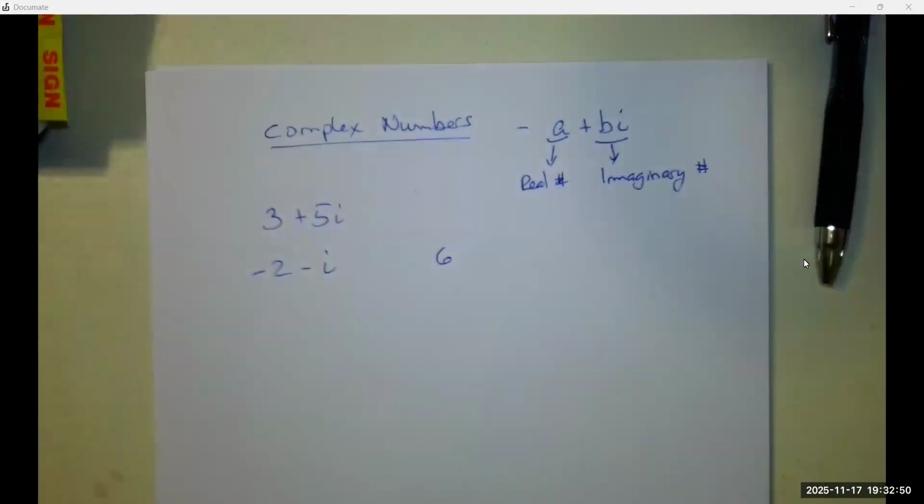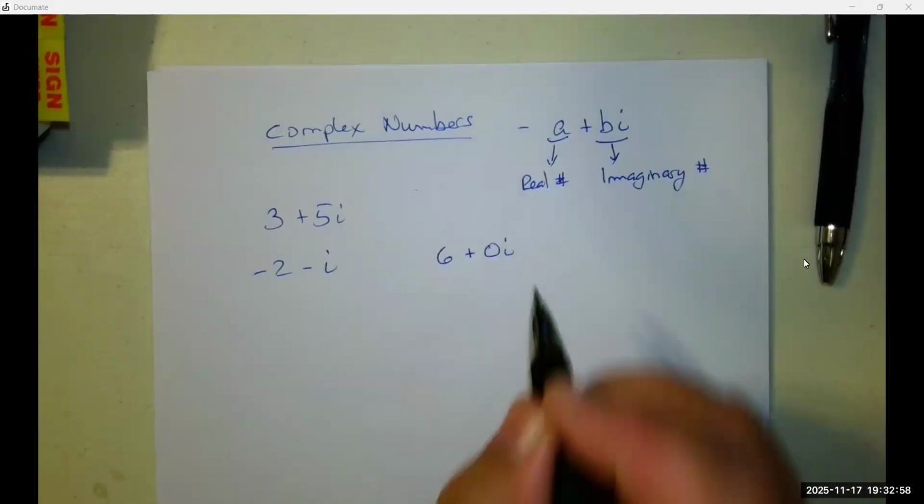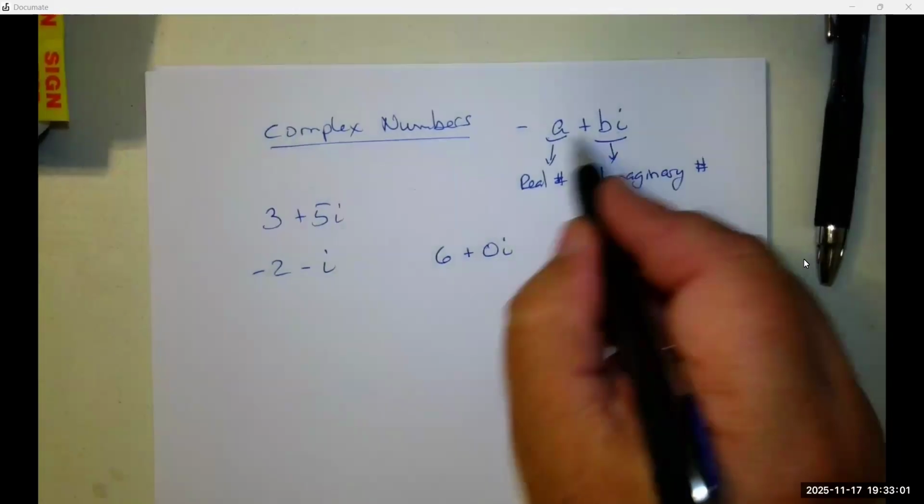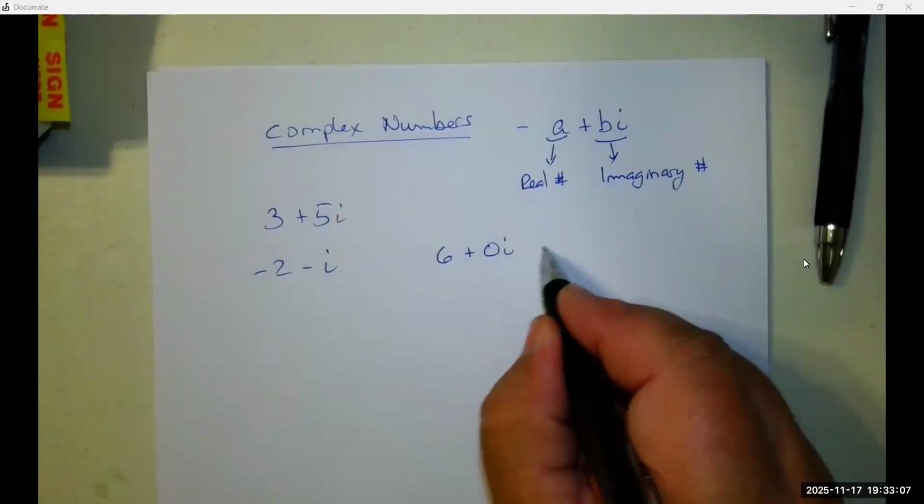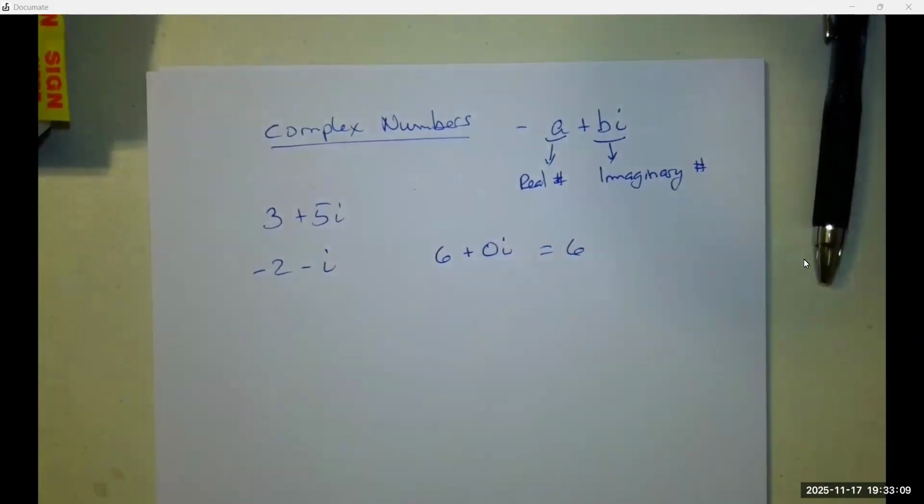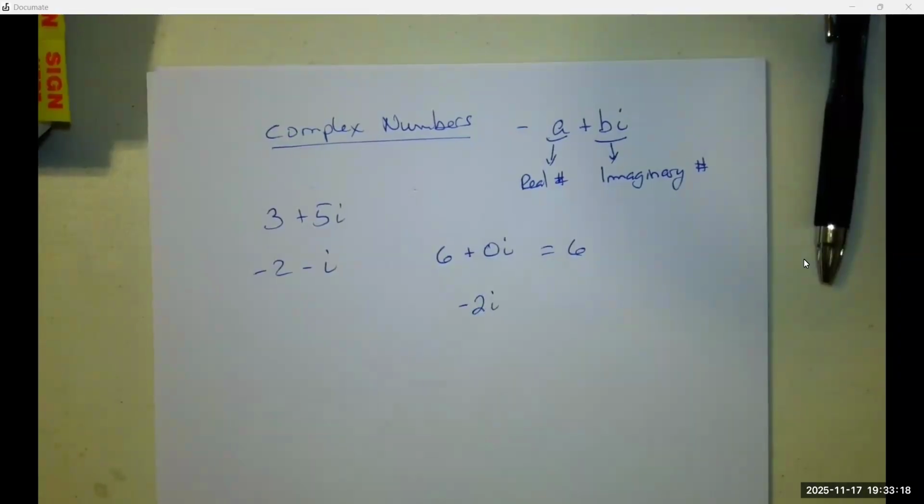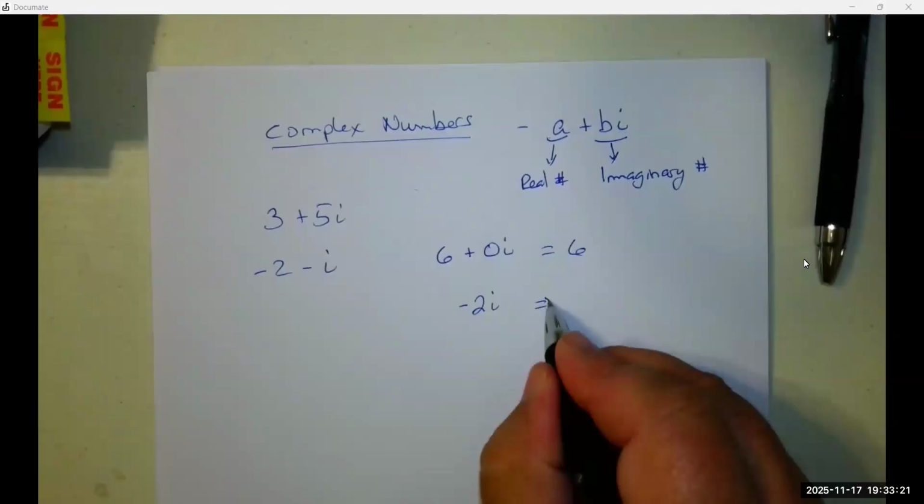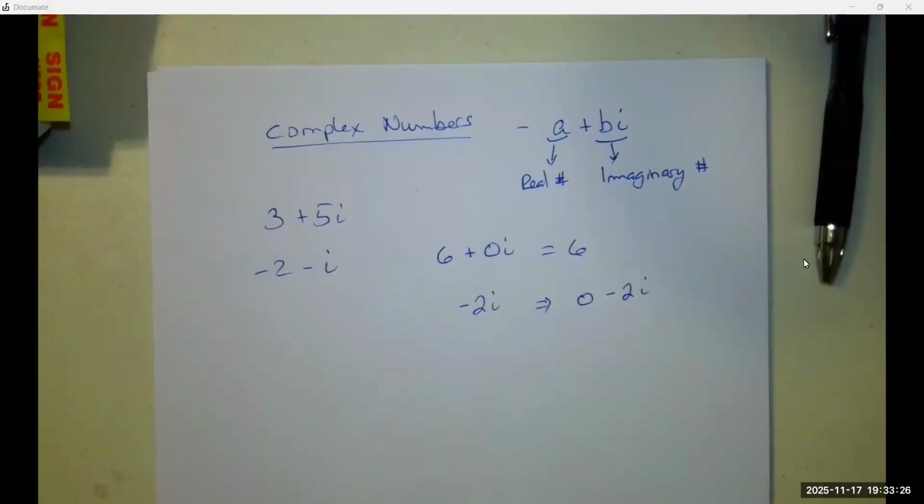Is 6 a complex number? Yes, it is, because it has a 0 as a b value. Remember, a and b are real numbers, anything from negative infinity to positive infinity. So 6 is a complex number. It's also an integer. Likewise, -2i is a complex number because it's made up of 0 minus 2i. So any number can be written as a complex number.